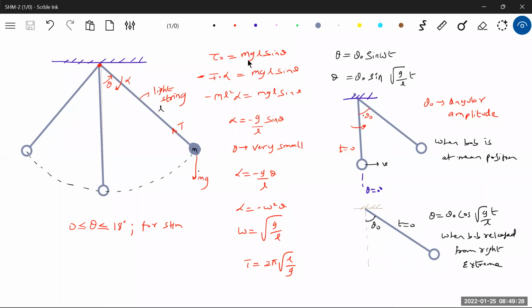After this, we have a seconds pendulum. What do you mean by a seconds pendulum? A seconds pendulum is one whose time period is 2 seconds. So what is a seconds pendulum?